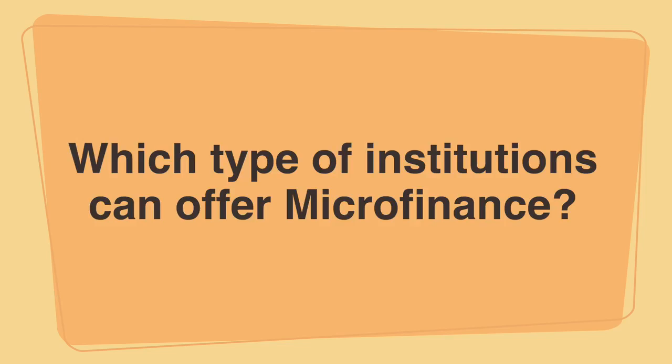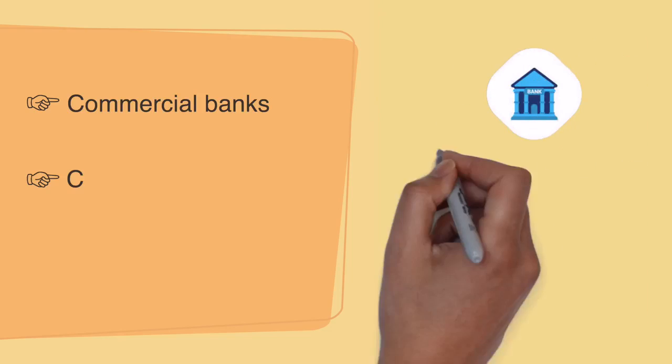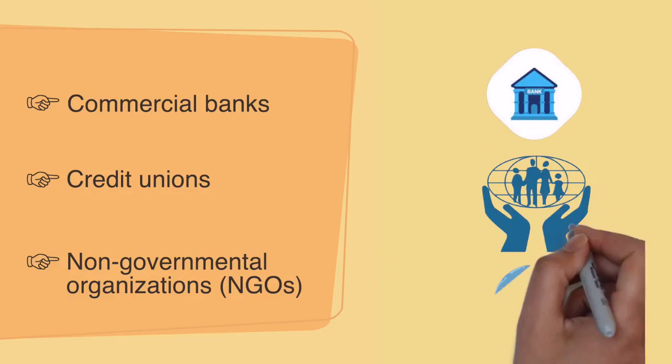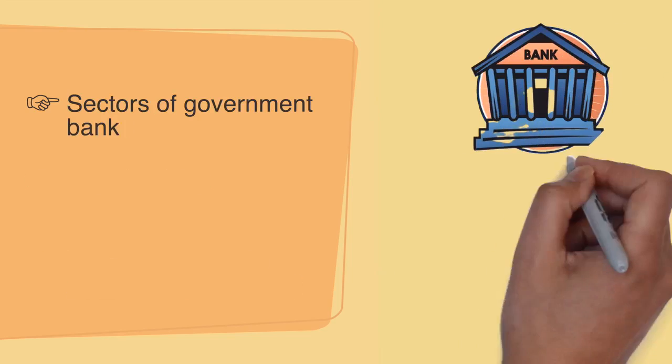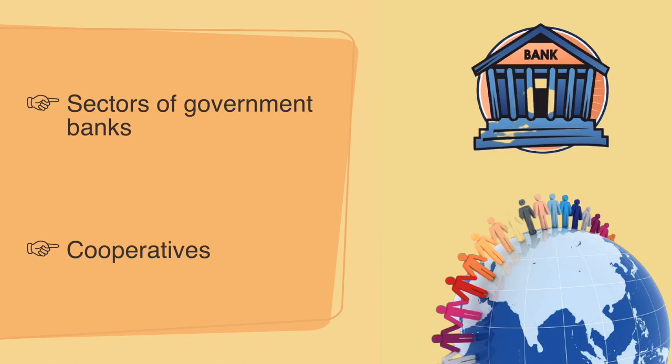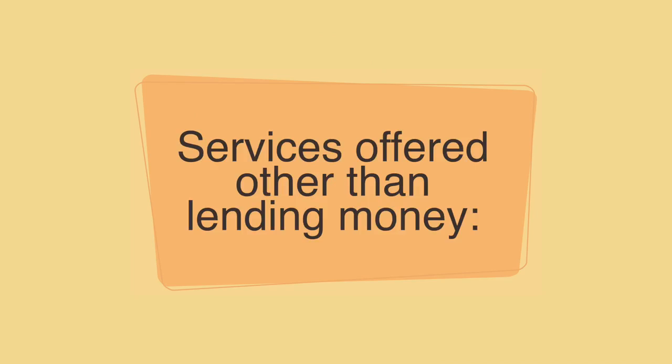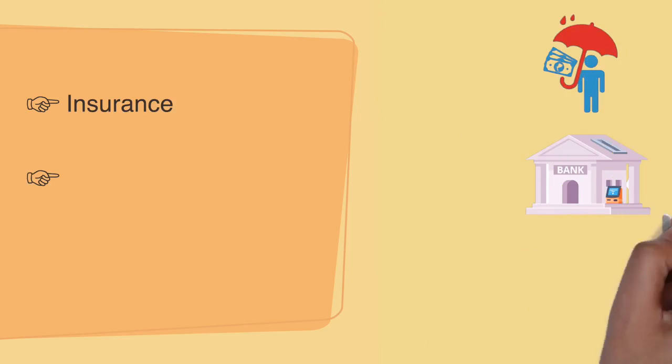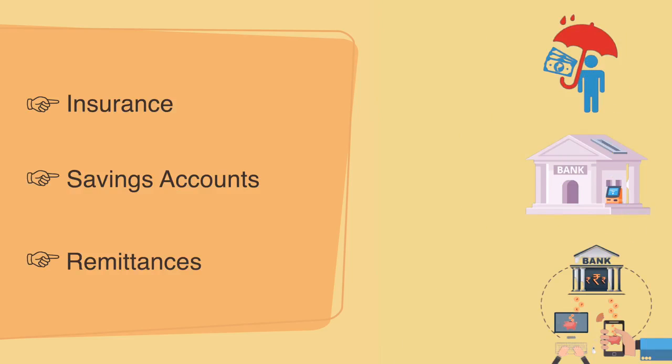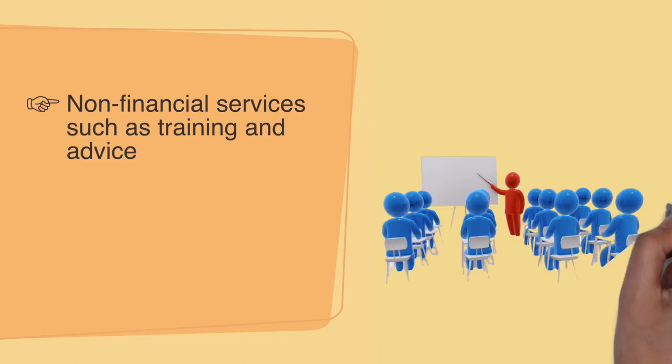What type of institutions can offer microfinance? The different types of institutions offering microfinance in India are commercial banks, credit unions, non-governmental organizations, NGOs, sectors of government banks, cooperatives. In this course, we will speak mainly about banks. Apart from offering loans, financial services such as insurance, savings, and remittance are provided. Non-financial services such as training and advice and supporting borrowers are offered in the most convenient manner as well.